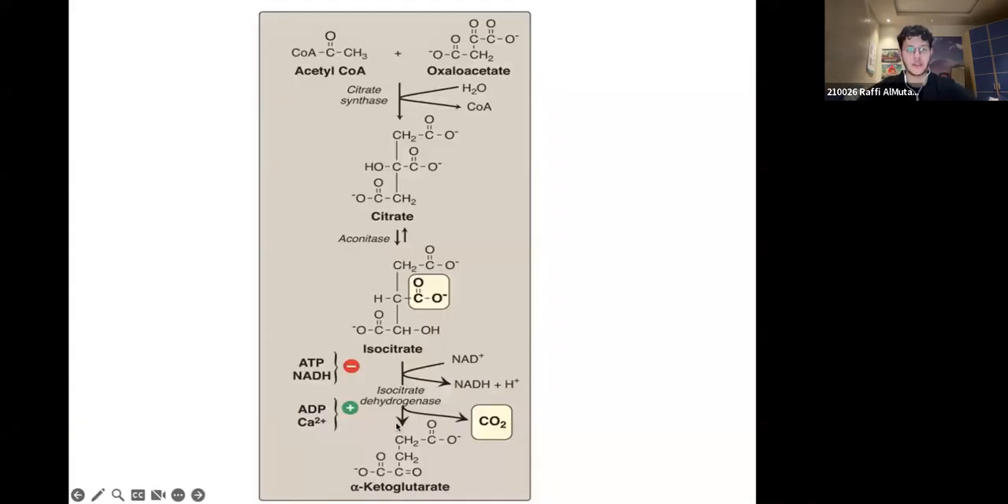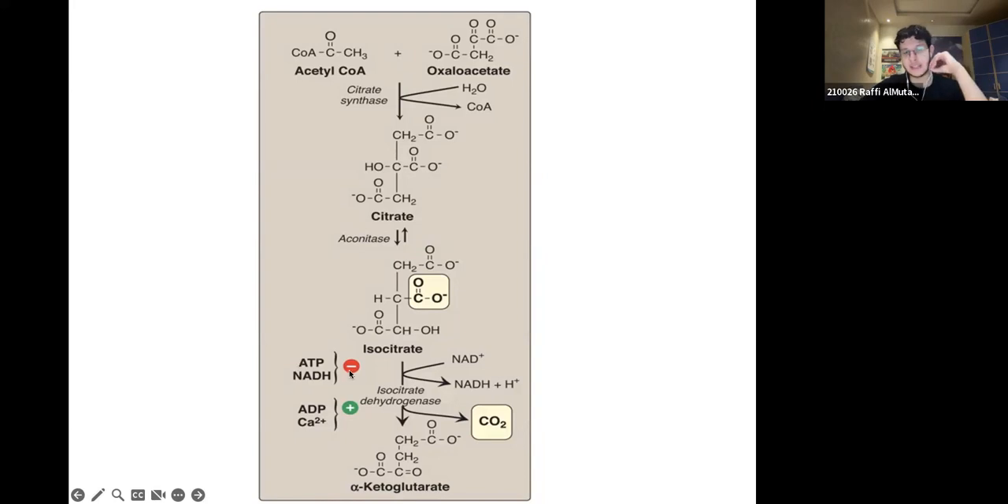Here is a picture of a reaction that we've already looked at before. But one thing you should know about this is the slowest step, the regulated step, the rate limiting step. The rate limiting step is the step that determines the whole reaction. It's the most important step of the reaction. It's very regulated. It's stimulated by calcium. So you should remember that calcium stimulates the TCA cycle. And you should also remember that it's stimulated by ADP. ATP and NADH inhibit the TCA cycle.